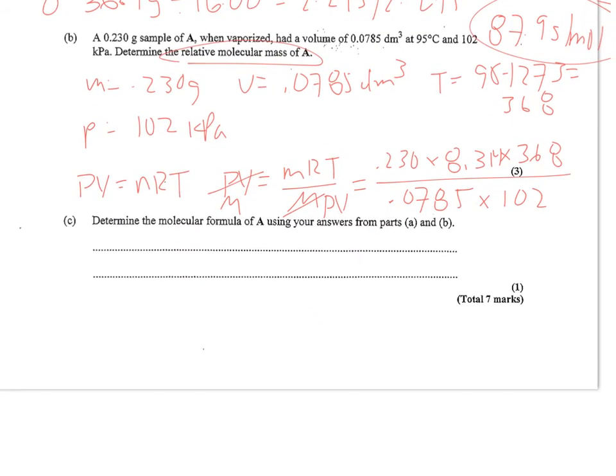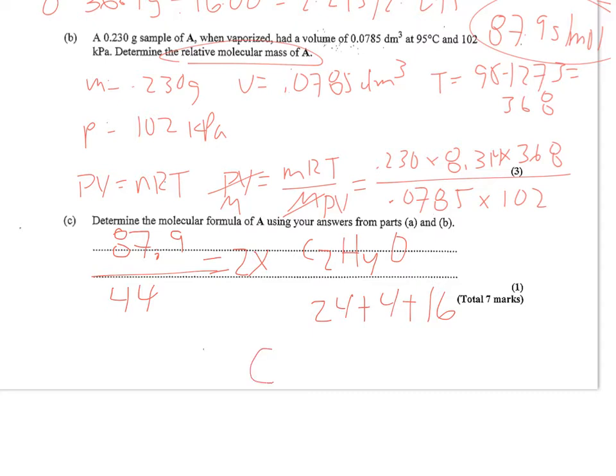Part C then wants to know what's the molecular formula. Well, I've got a relative molar mass of 87.9. My empirical formula was C2H4O, so that's a mass of 24 plus 4 plus 16, so a mass of roughly 44. So I can see that my molar mass is roughly two times what the empirical formula is, so my molecular formula must be double at C4H8O2.